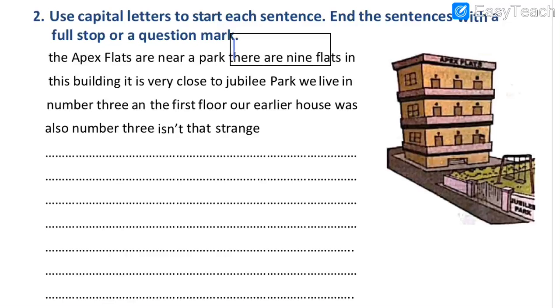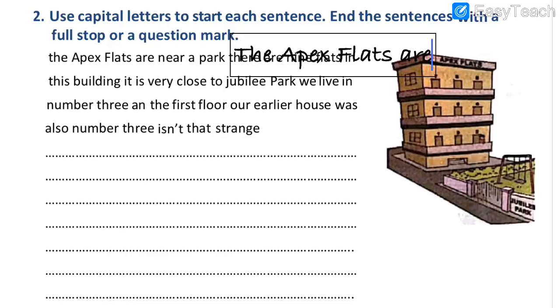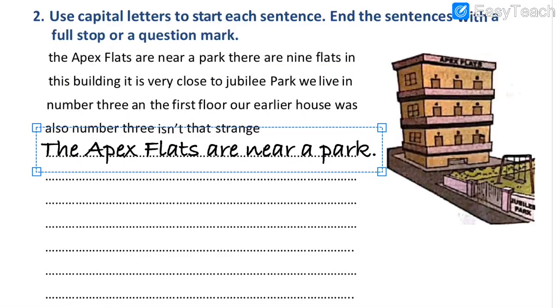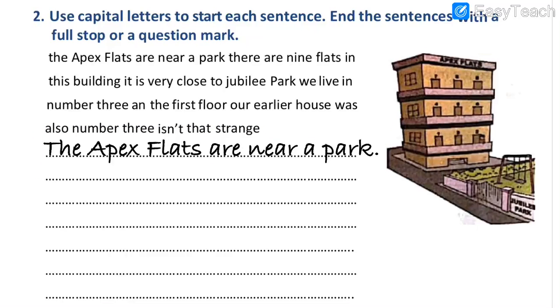So I am writing and you will write along with me. I am writing the paragraph again with the punctuation, T capital. The Apex Flats are near a park. And after park, what do we do? We should put a full stop. The Apex Flats are near the park. So we have put a full stop because the sentence is ending. And it is the name of the flat, so A capital, F capital.